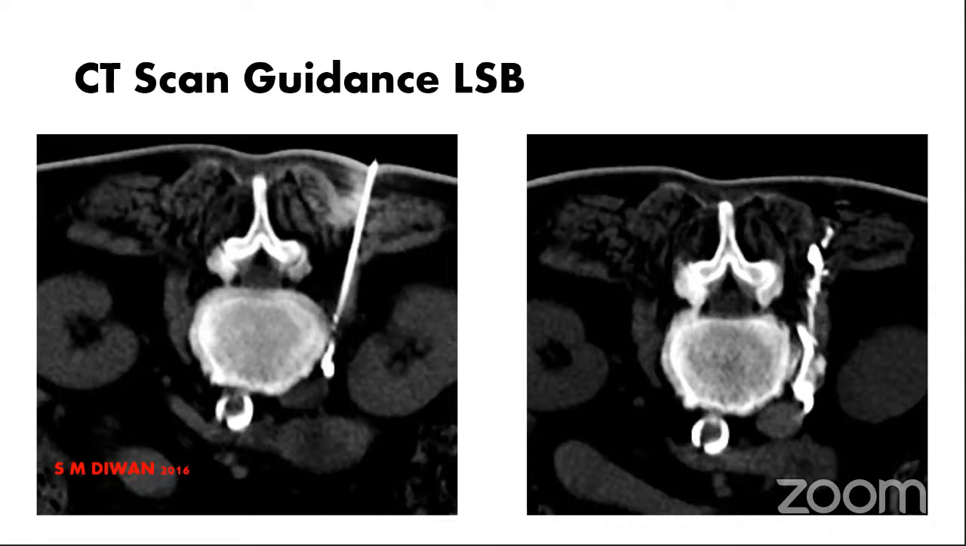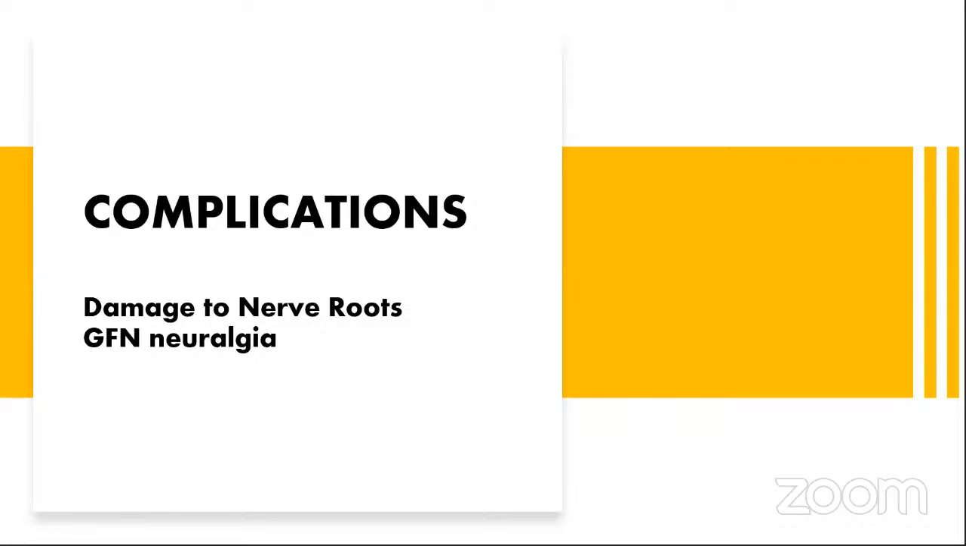If the patient has got foot problems, then I usually go still lower down at the level of L4 and L5. So some of the complications which have been mentioned in the literature is damage to the nerve roots and the genitofemoral neuralgia, as I mentioned earlier, basically because of injection of alcohol or phenol.